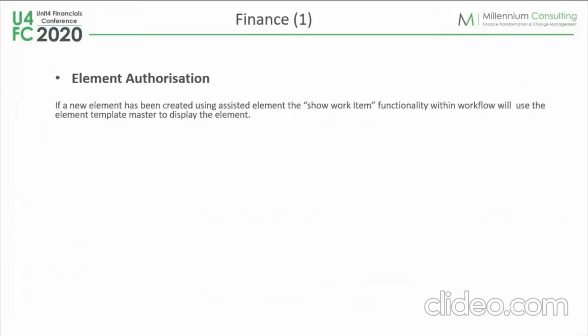It is now possible to use the element master template to display the element during a workflow authorization within the show work item functionality. This will thus give the authorizer more informed information when deciding to approve the account.